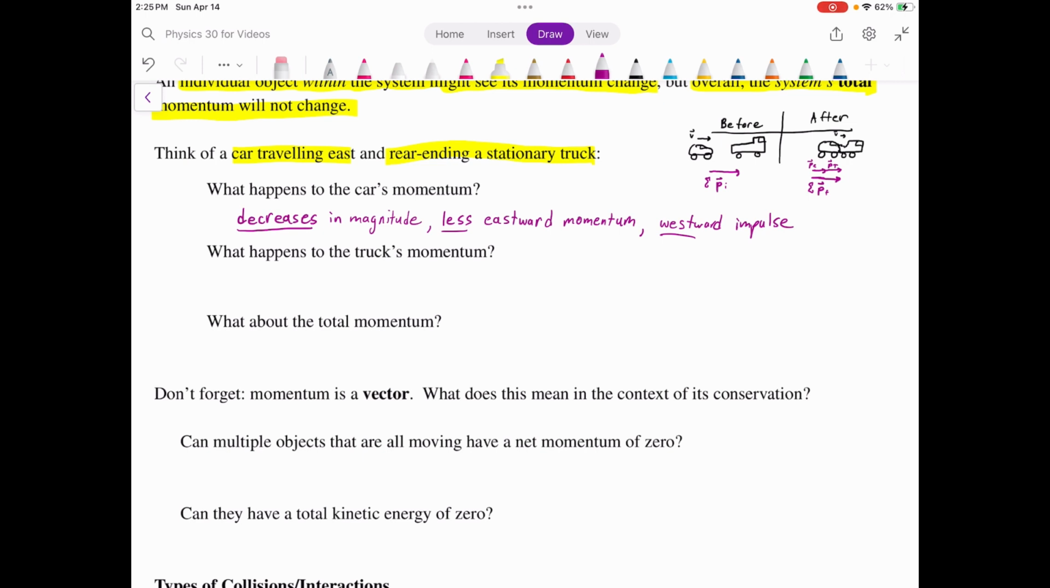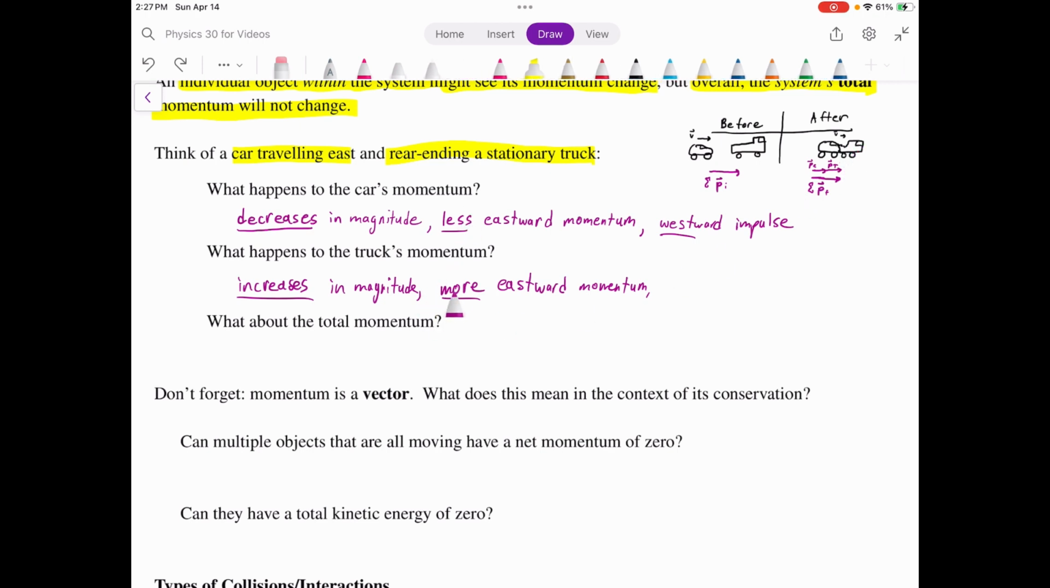So what happens to the truck's momentum? Well, it has increased in magnitude, right? It now has more eastward momentum than it did before. Before it wasn't moving at all. The car comes along and pushes it to the right, or to the east, I guess, right? So it's gained some momentum to the east.